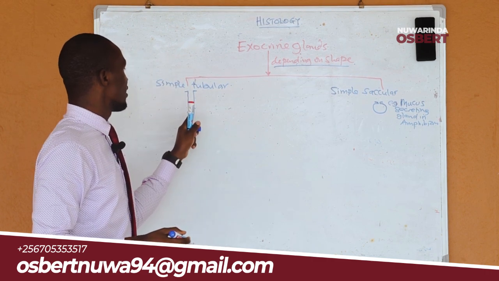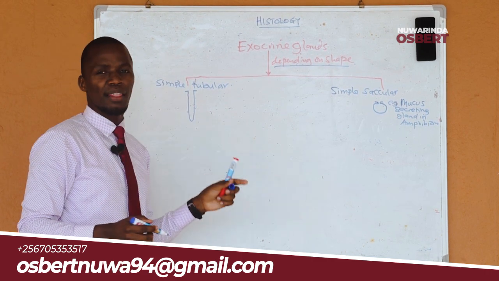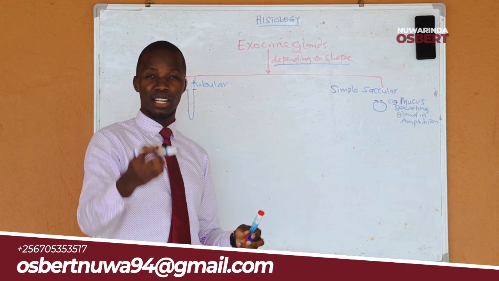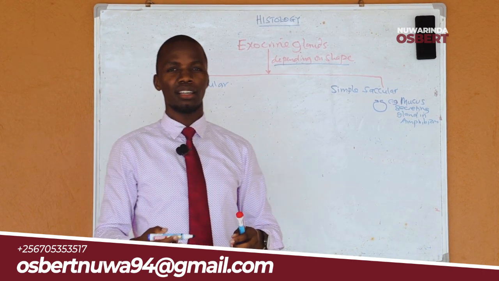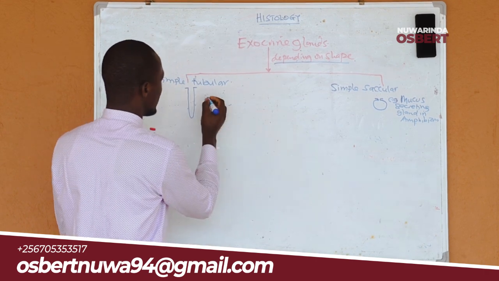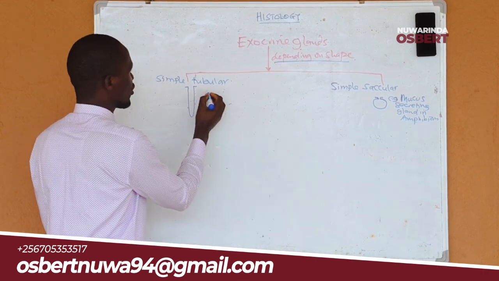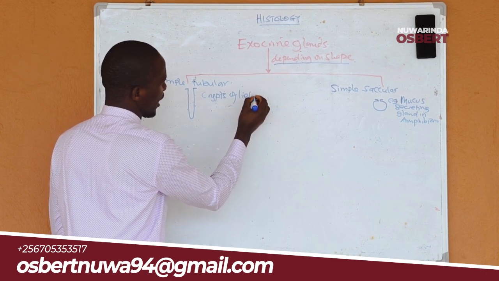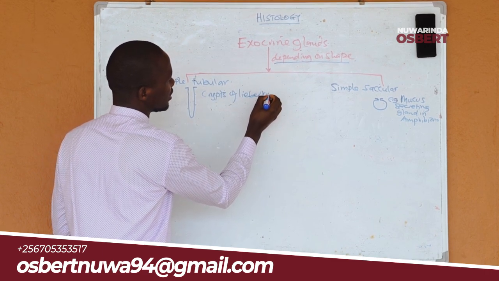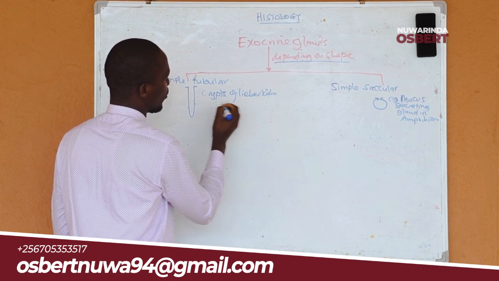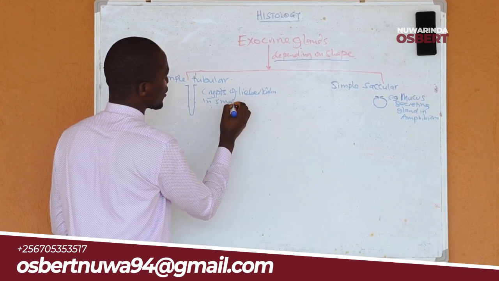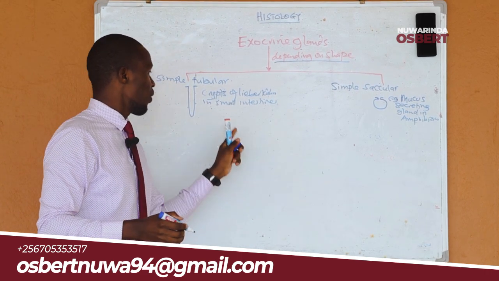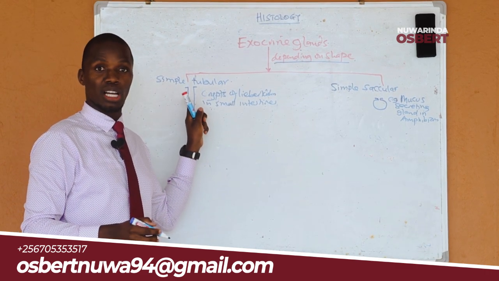Likewise, this kind of gland is found in the small intestines of mammals, and those structures are called crypts of Lieberkuhn. Within the small intestines, we have glands which are of this shape.